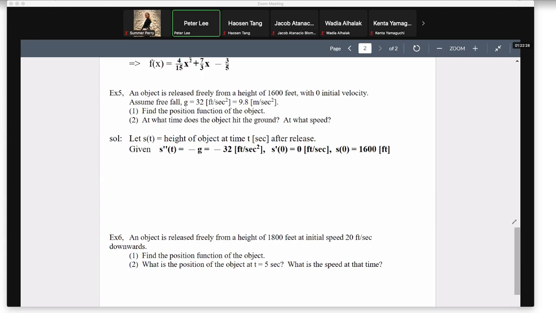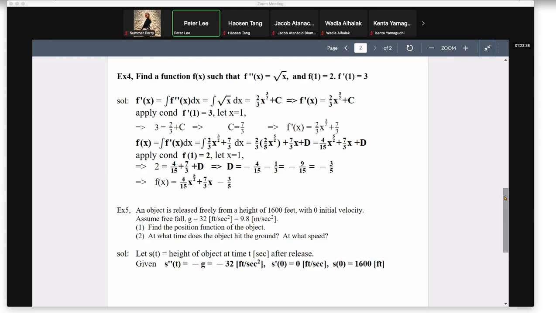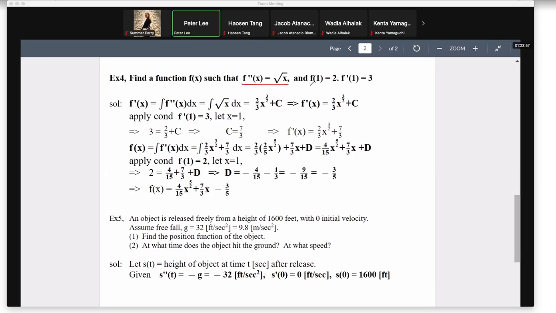So now we can compare this example 5 to example 4. Example 4 and example 5, they kind of look alike. Do the two problems look alike, mathematically speaking? Are the two problems similar? Yes. If you look at example 4, the second derivative function is given, and then we have the initial position and the initial velocity, the derivative of position.